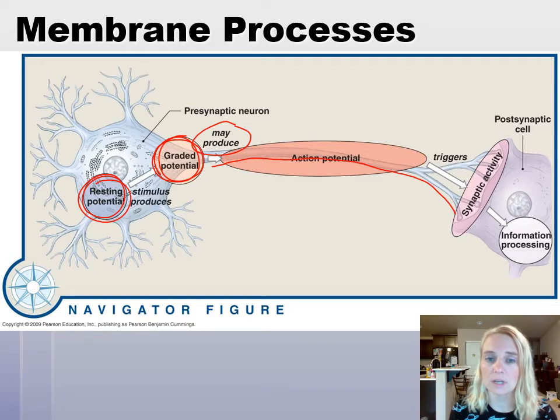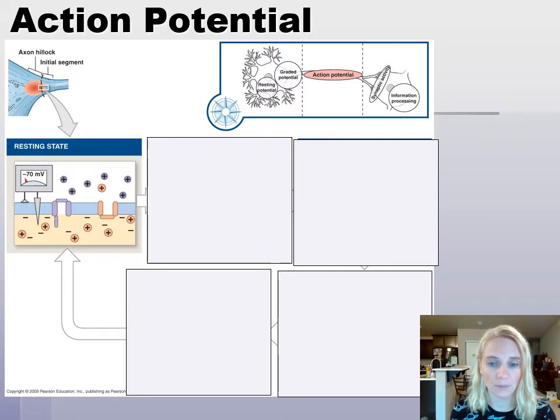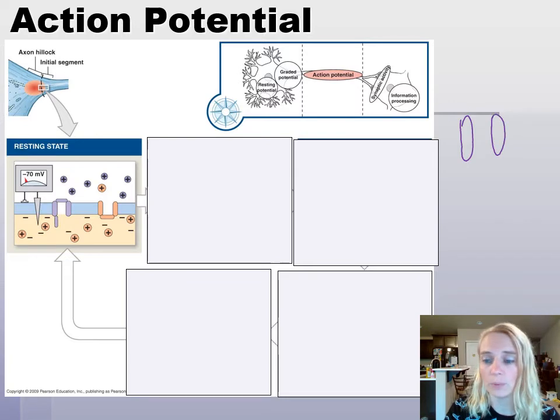Okay, so let's take a look at what's actually happening at that initial segment of the axon to trigger an action potential. We're in that middle spot with our navigator picture up there. Now we are dealing with these voltage gated channels. You can go back and review those if you needed to, but for the sodium, I'm going to try to draw them over here. The sodium, I'm going to draw in purple.